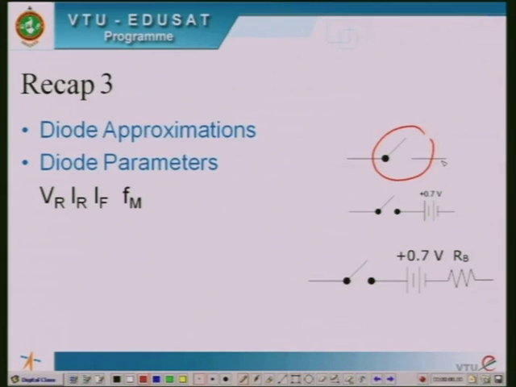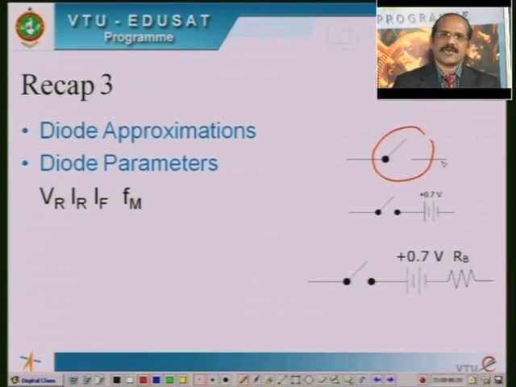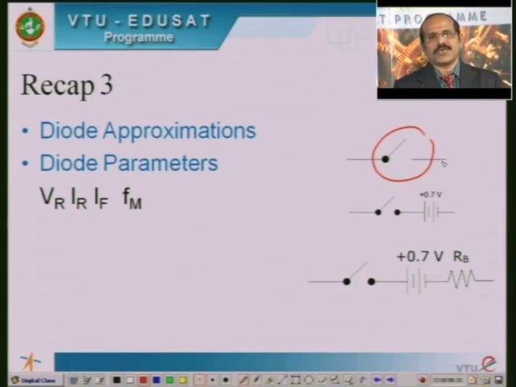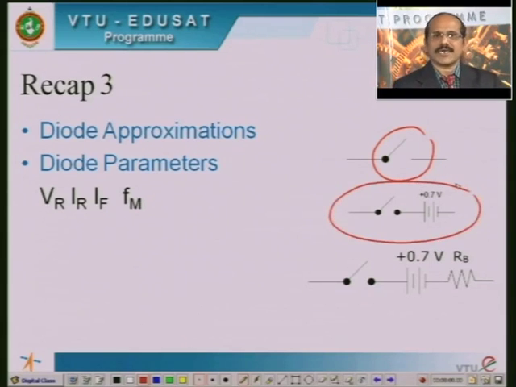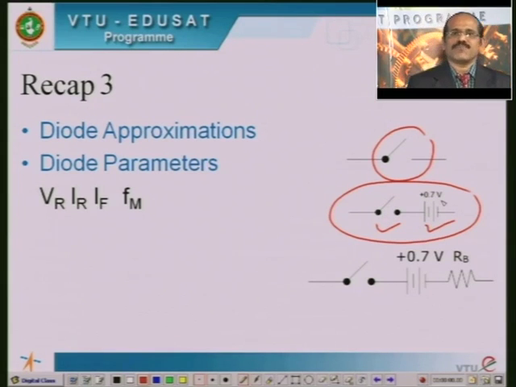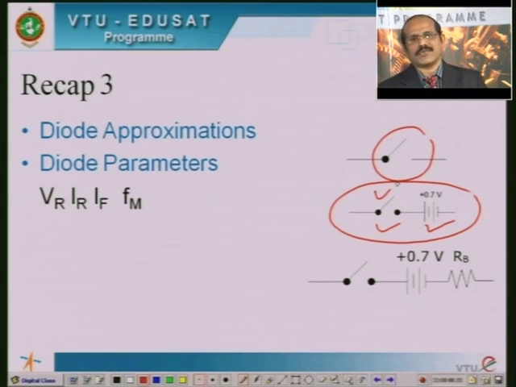So in the first diode approximation, the diode is represented either as an open switch or a closed switch, and this particular approximation is used mainly to troubleshoot, that is, to test whether the diode is conducting or not conducting. In the second approximation of the diode, the diode is represented by a switch in series with a 0.7 volts voltage drop, and whenever the diode is forward bias, the switch will be closed, in series with the 0.7 volts battery, and if the diode is reverse bias, the switch will be open, in series with the 0.7 volts drop.